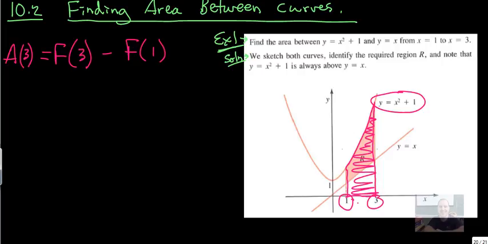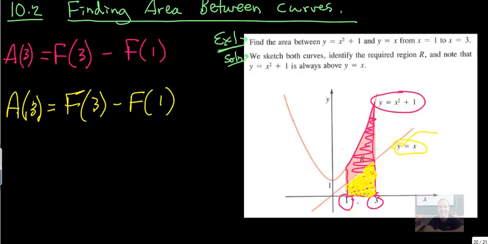Now, if we want to find this shaded region, you can consider that this region right here in yellow is a separate area that we would want to subtract from the original area. This is the function y equals x, and the antiderivative of that function evaluated at 3 minus the antiderivative evaluated at 1 would give us that yellow area. So if we find this area and subtract this area, we're going to get the area in question.